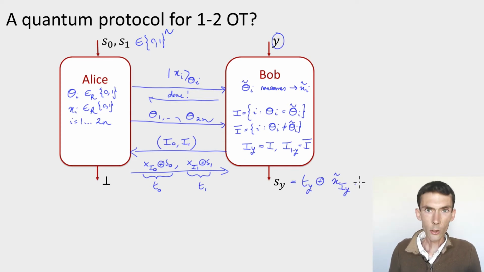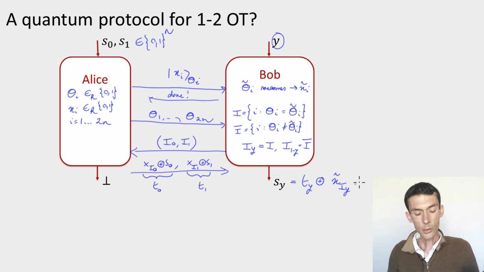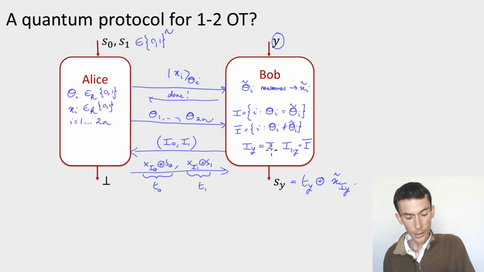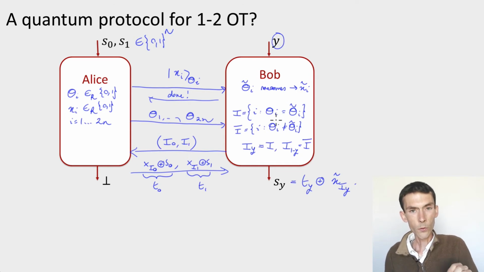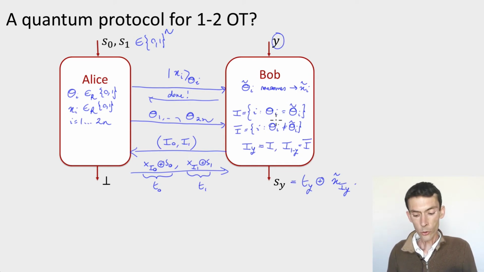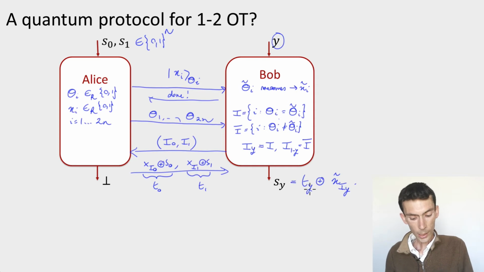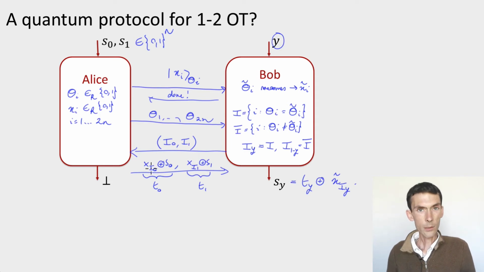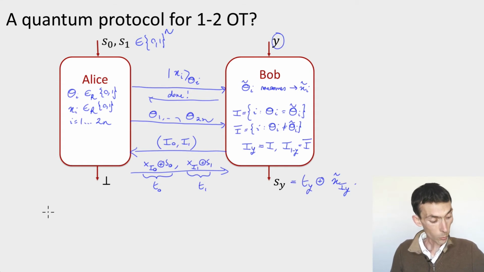You can check that it's correct. Why is it correct? Because I_y is a set of indices for which Alice and Bob made the same choice of basis. So they got the same outcomes. So when I look at t_y and I XOR Bob's outcomes x tilde, these are the same as Alice's outcomes, so they cancel out, and Bob indeed receives Alice's string S_y. So the protocol is correct.